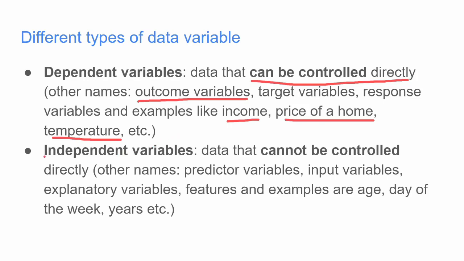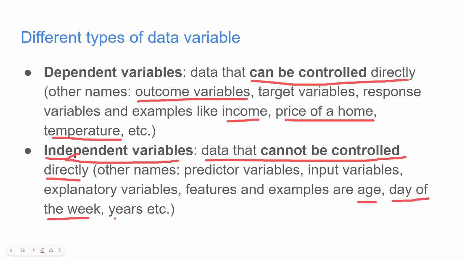Then when it comes to independent variables, that data cannot be controlled directly. Another name is predictor variables. Predictor variables means by using these variables you are going to predict other variables. They can also be called input variables, explanatory variables, or features, and examples are age, day of the week, years. So these are called independent variables.